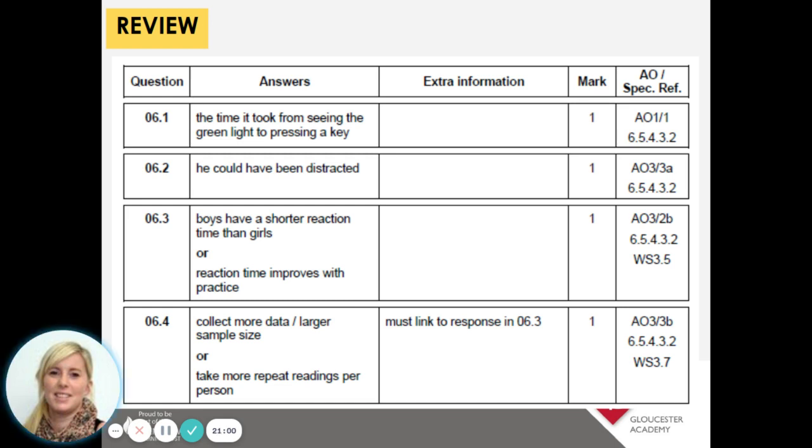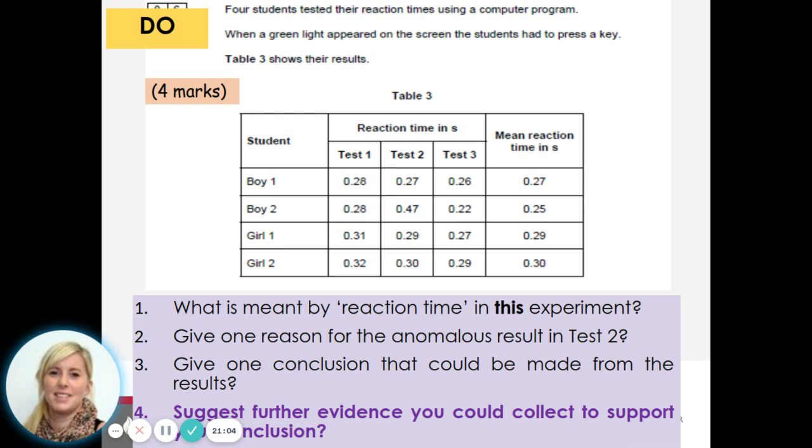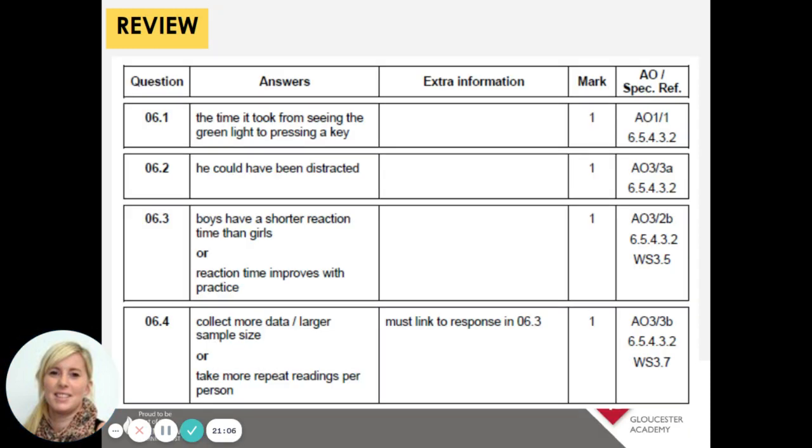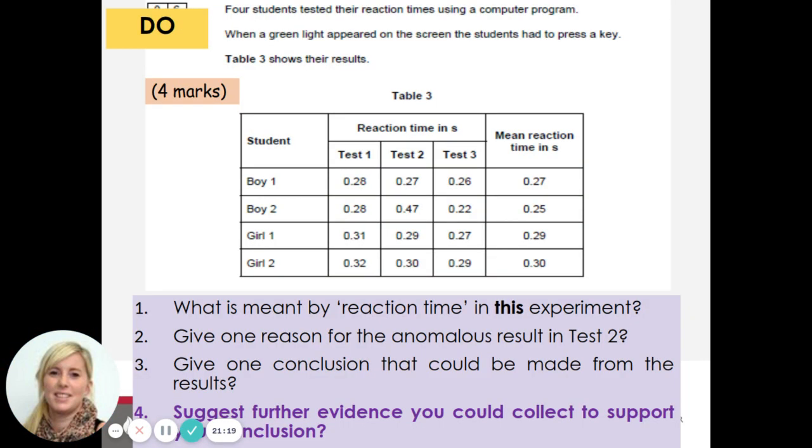Okay, so here we've got the answers then. From that first question, what is meant by reaction time in this experiment? It was the time it took from seeing the green light to pressing a key. Okay, so that is from the question, that information. Second question then was, give one reason for the anomalous result in test 2.